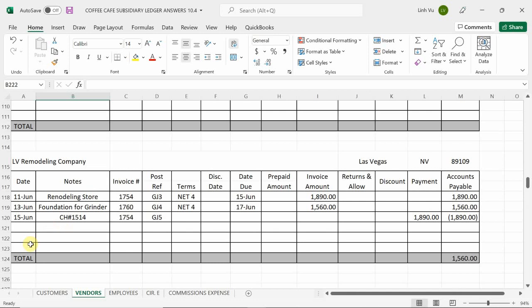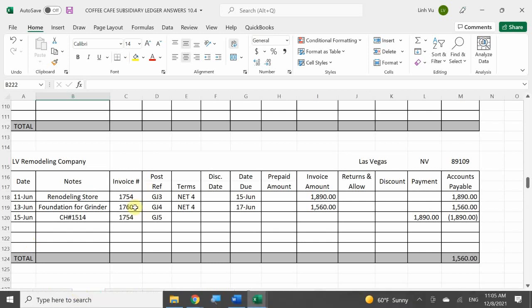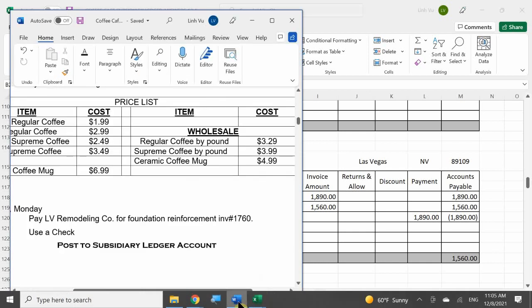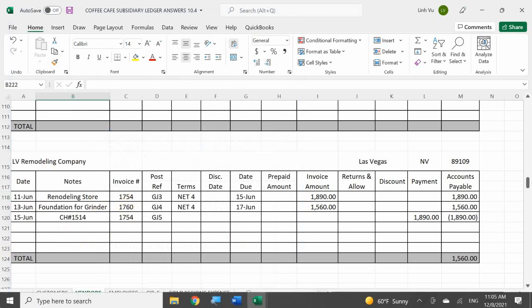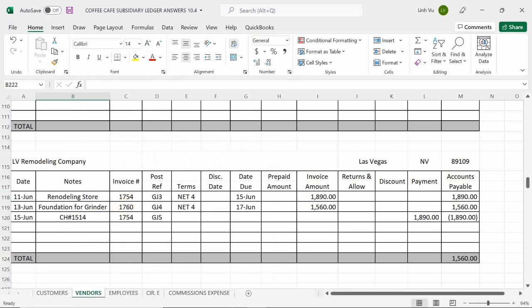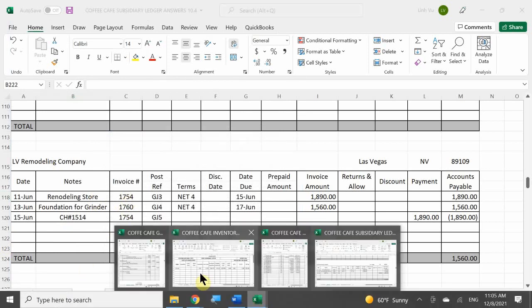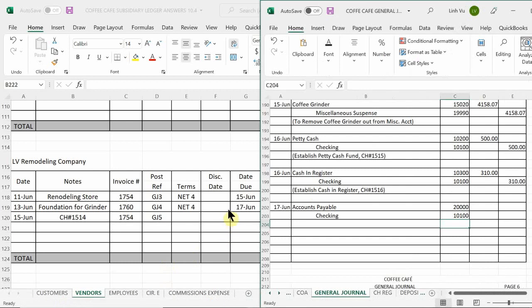How much do I owe LV Remodeling? It's 1,560, right? And that verifies that the invoice I'm paying off is 1760. So 1,560 is our number.